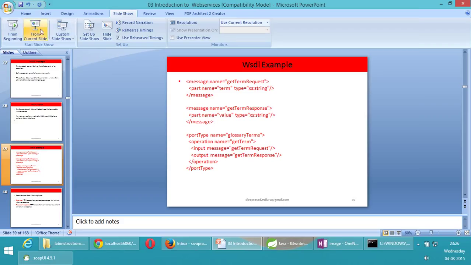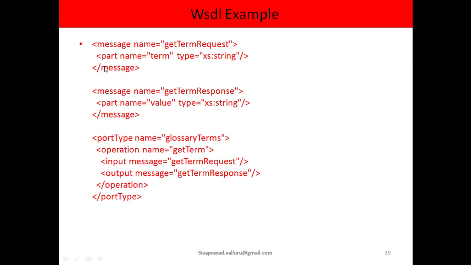This is an example of various messages. See, there is a message called get term request, which contains a part equivalent to a method argument. Get term response contains one again, and port type is containing an operation. Operation is defining the input message, how it looks like, and the output message.